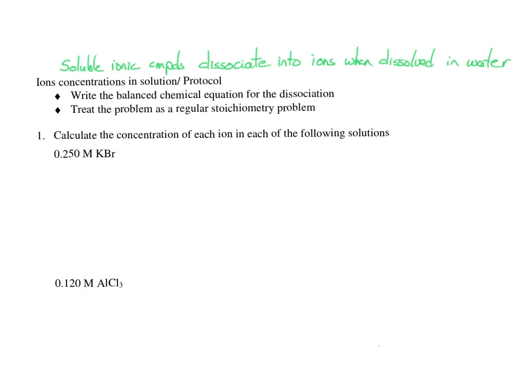Right, the first key for these problems is to recognize that soluble ionic compounds dissociate into ions when dissolved in water. So we want to recall or write out the dissociation reaction. So here's the dissociation reaction. Here I explicitly show that it's dissolved in water, but you don't need to do that.